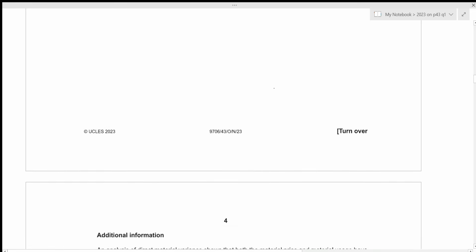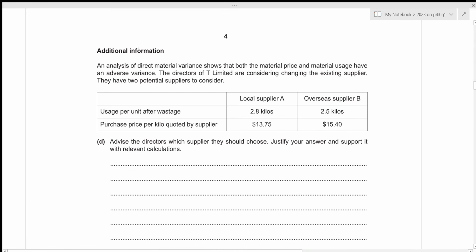Let's move towards the next one. We now have additional information. An analysis of direct material variance shows that both the material price and the material uses have an adverse variance. Okay. And the directors of Tea Limited are considering changing the existing supplier. They have two potential suppliers to consider. So we have local supplier A and overseas supplier B.